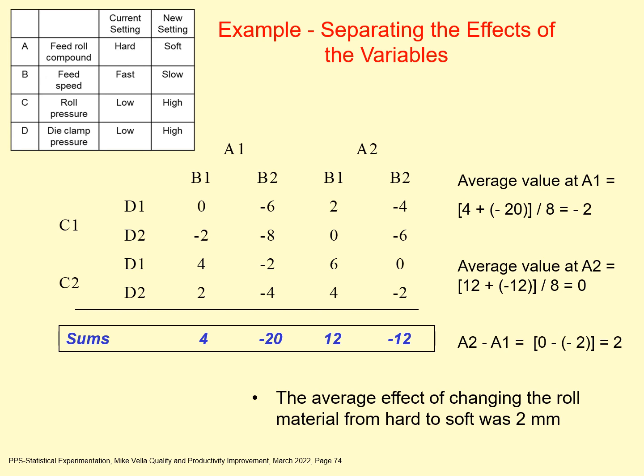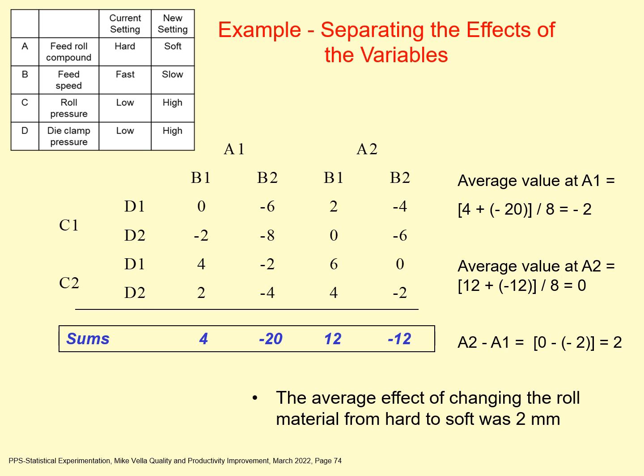So we consider the average value at A1. We take 4, which is the sum of column A1, B1, plus minus 20, which is the sum of A1, B2, and divided by 8, which is the number of individual measures, we get minus 2. So that's the average value at level A1. That's feed roll compound setting hard.